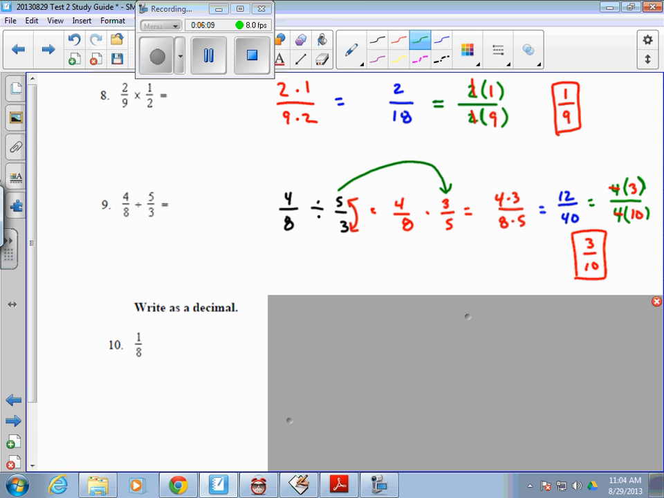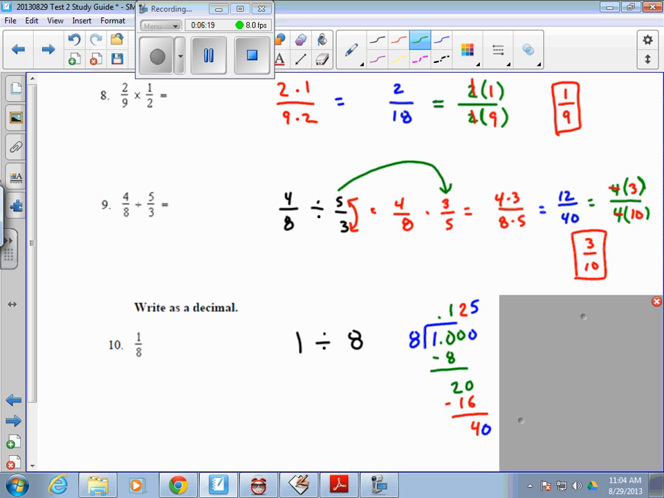Number 10, you're writing it as a decimal. That says 1 over 8 or 1 divided by 8. So 1 divided by 8, if you didn't have a calculator, would look something like this. Blast from the past. It doesn't go into 1, but you have to put a decimal and make it 10. It goes into 10 one time, subtract 8 from it, and you're left with 2.